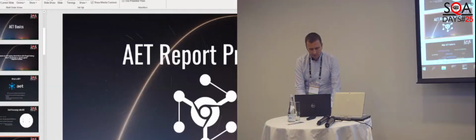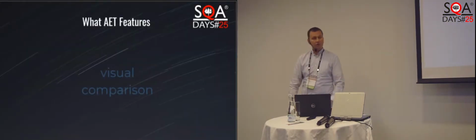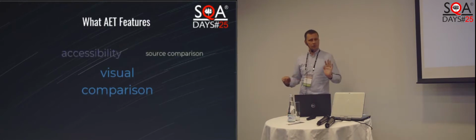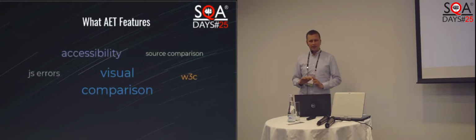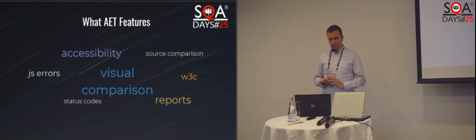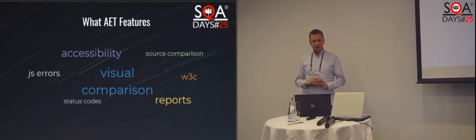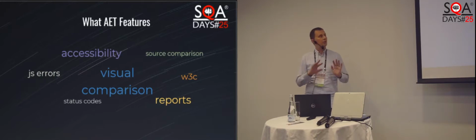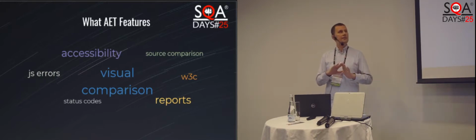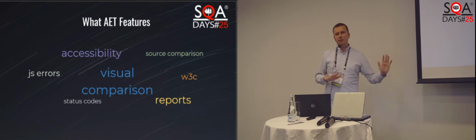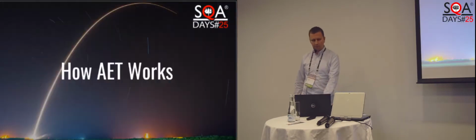Okay, so let's go back to our presentation. So just to summarize what you just saw. So visual comparison, accessibility, JS errors, status codes, W3C, source comparison, all presented in a nice report. So that's what AET offers to you.